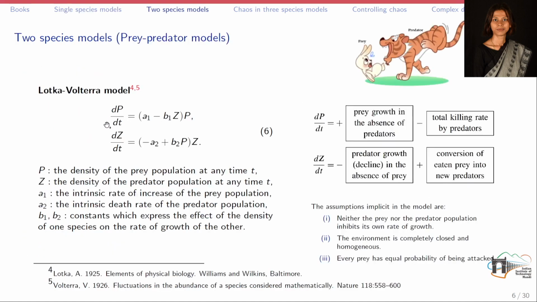Now let us move to the two species model, some of the standard two species models that came into literature and were studied rigorously by several scientists. One of the very old and very famous two species models is known as the Lotka-Volterra model. It was proposed by Lotka in 1925 and Volterra in 1926. The form of this mathematical model can be seen from equation number 6.